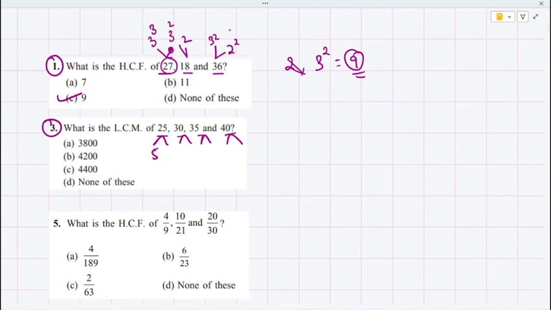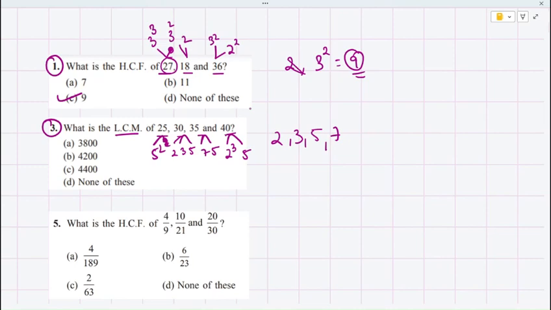So 25 is 5 raised to the power 2, and 30 will be 2 into 3 into 5. 35 will be 7 into 5, and 40 will be equal to 2 raised to the power 3 into 5, which is 8 into 5. So now we need to find out the LCM. So for the sake of LCM, we'll take all the numbers that occur even once. So 2, 3, 5 and 7.